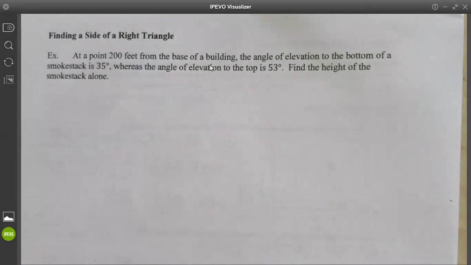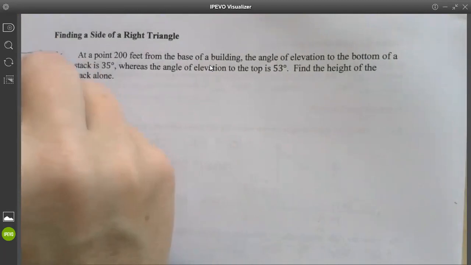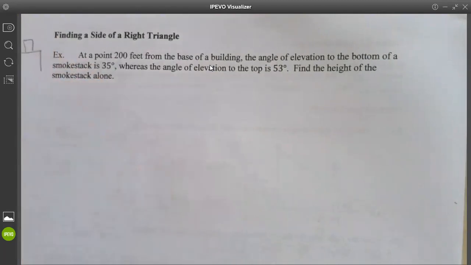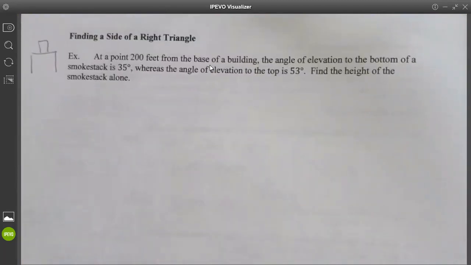At a point 200 feet from the base of the building, the angle of elevation to the bottom of a smokestack is 35 degrees, whereas the angle of elevation to the top is 53 degrees. Find the height of the smokestack alone. So if you're talking about a building and then it has a smokestack or chimney on top. Everybody good? So it wants to know both of those.